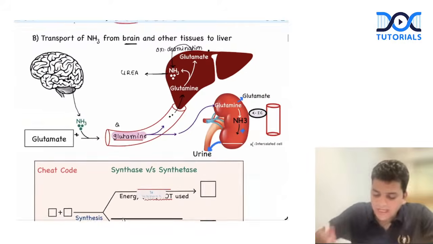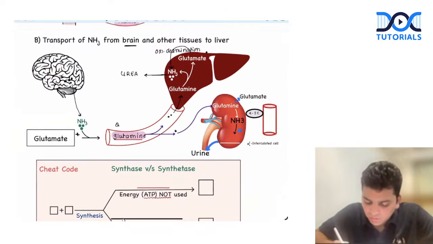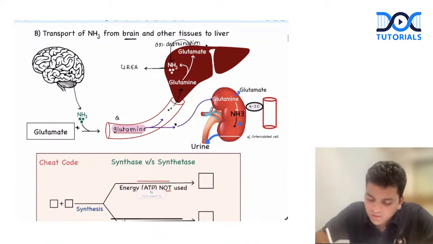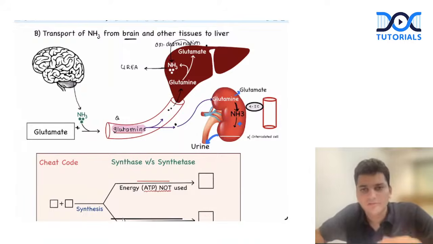But the catch is, some of the glutamine molecules go to the kidney also. And they are also going to donate the ammonia in the kidney. So actually the glutamine molecules are going to two places to donate the ammonia. One, mostly going to the liver and donating the ammonia in the liver, but some glutamine donates the ammonia in the kidney. But what is this ammonia doing in the kidney?